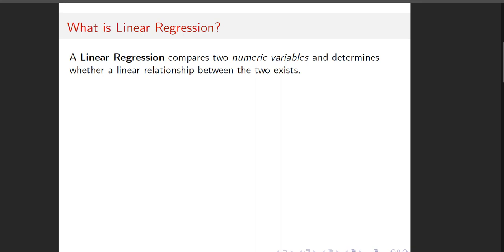And if there is, we say a correlation exists. And it's important to note that we're not looking at any kind of relationship. A linear regression is talking about whether or not a linear relationship exists between the two.